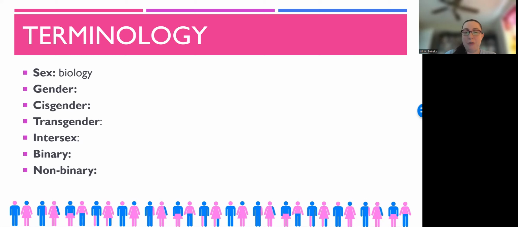Sex, and I'm referring to the noun here, not the verb. Sex is as simple as biology. This is genetics, hormones, anatomy, chromosomes. We're talking about the distinction between genetic females who have an XX chromosome pair or genetic males who have an XY chromosome pair. Sex refers to the reproductive organs that we were born with. Do you have a penis or do you have a vagina? It's really that simple and straightforward.